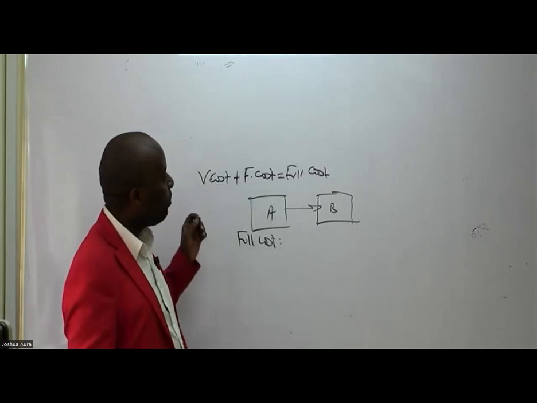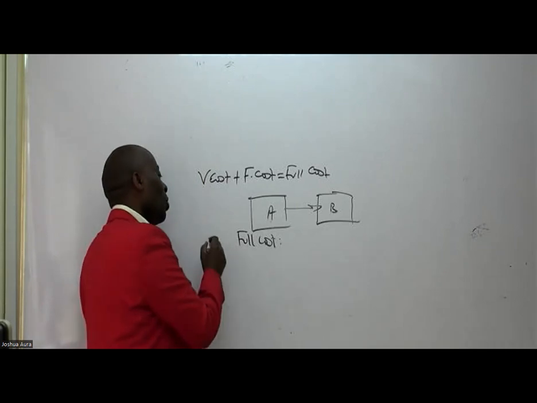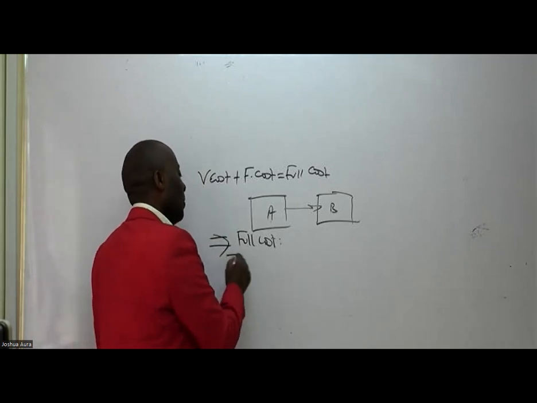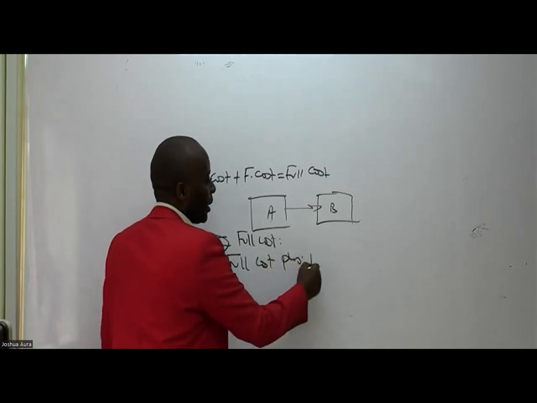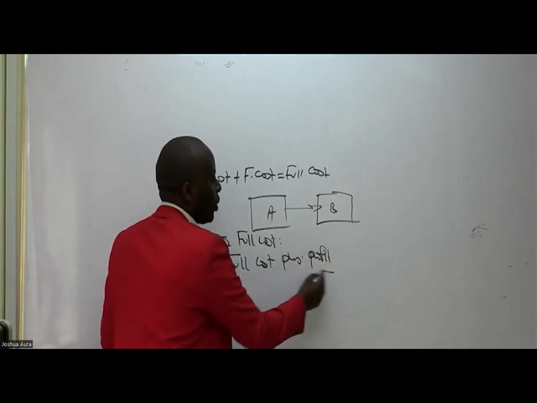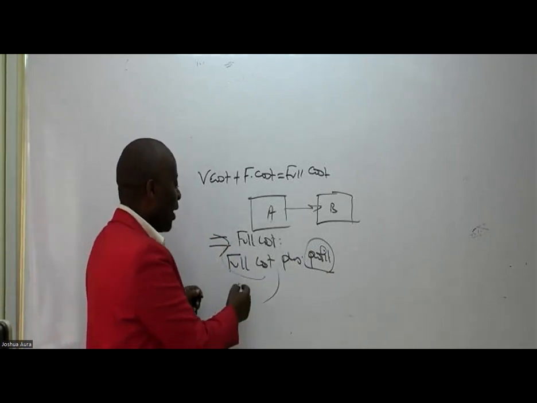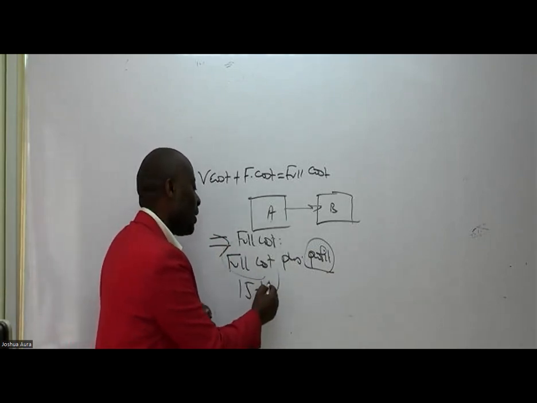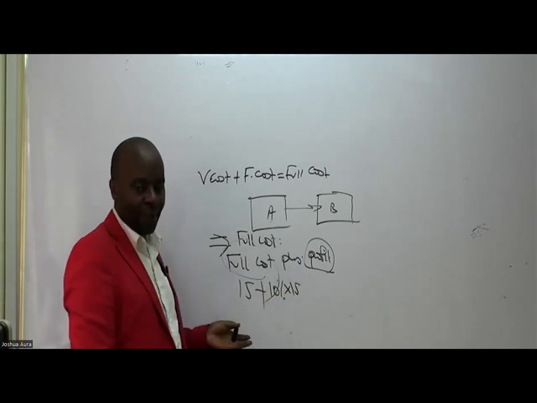Again, even what makes this full cost a very bad thing, when you hear a company has gone the full cost way, they'll be talking of full cost plus profit. So again, they would want to get profit on top of the full cost. They charge a full cost of, say, 15, and then they say plus a profit of 10% over this 15. So a profit markup.